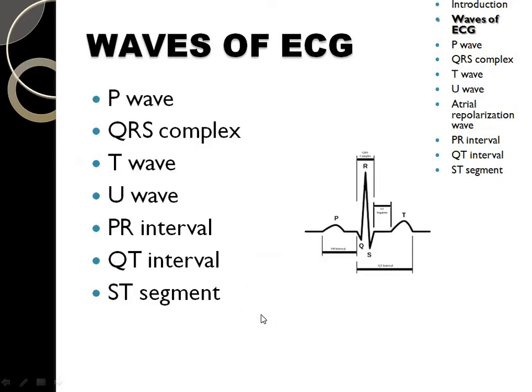Now the waves of ECG. This is the P wave. This is the QRS complex. And this one is the T wave. And the U wave may be seen or may not be seen in the ECG. This is the PR interval. And this one is the QT interval. And this segment is the ST segment.